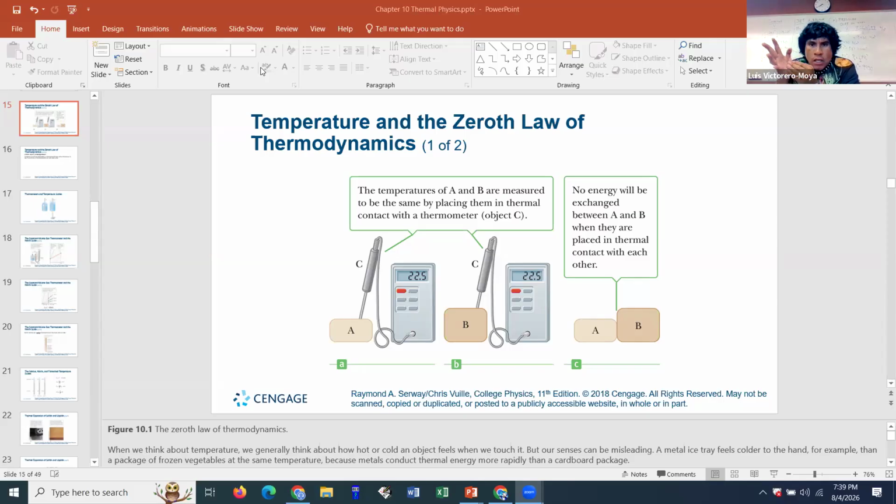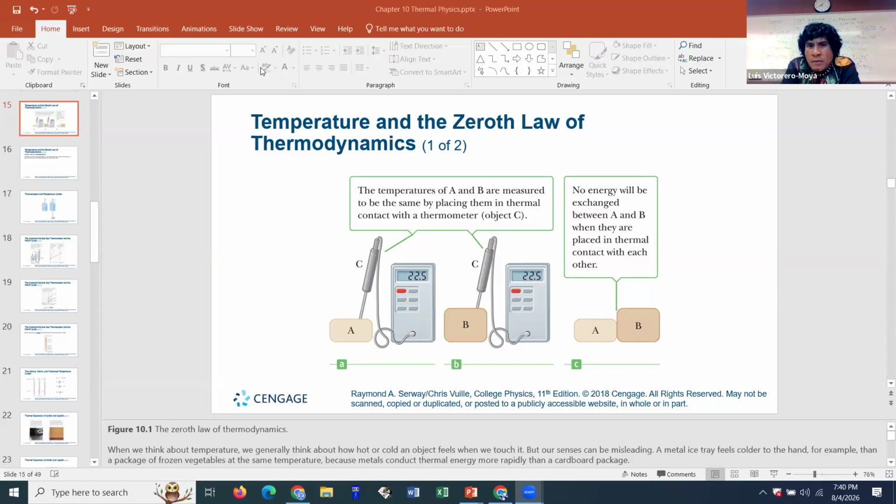So let's start by introducing the zeroth law of thermodynamics, all right? Which, by the way, is going to be the last chapter that we're going to be doing on Tuesday next week. Yeah, that's the last chapter, thermodynamics.